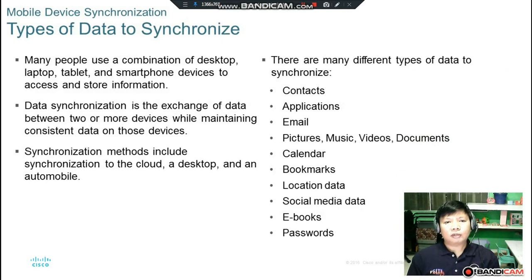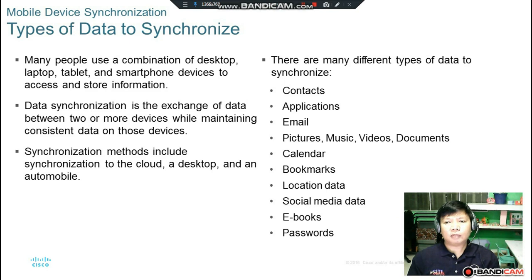Types of data synchronized. Many people use a combination of desktop, laptop, tablet, and smartphone devices to access and store information. Data synchronization is the exchange of data between two or more devices while maintaining consistent data on those devices. Synchronization methods include synchronization to the cloud, a desktop, and an automobile.